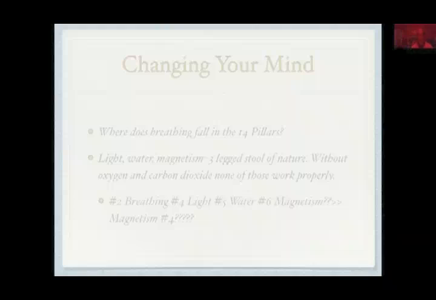So breathing number 2, light number 4, water number 5, magnetism number 6, with a question mark of possibly magnetism moving to number 4. Dr. Jack Cruz, as I'm reading right now, I'm in some of his blogs that are really talking about magnetism, and he says that magnetism is basically the father of the 3-legged stool. So magnetism controls the light, controls the water, where it should go.